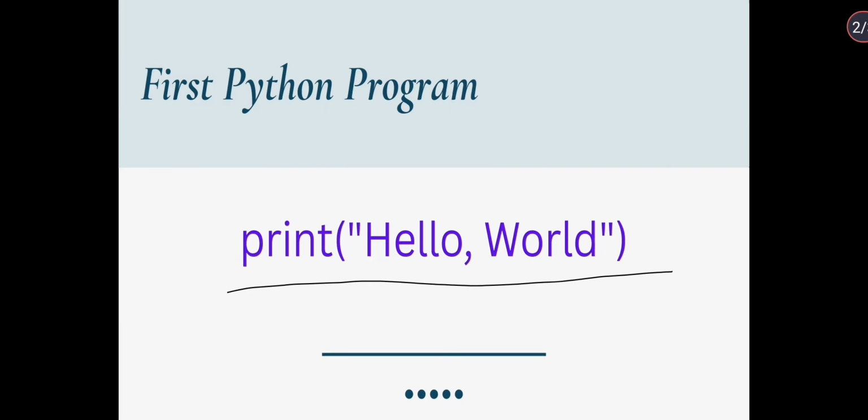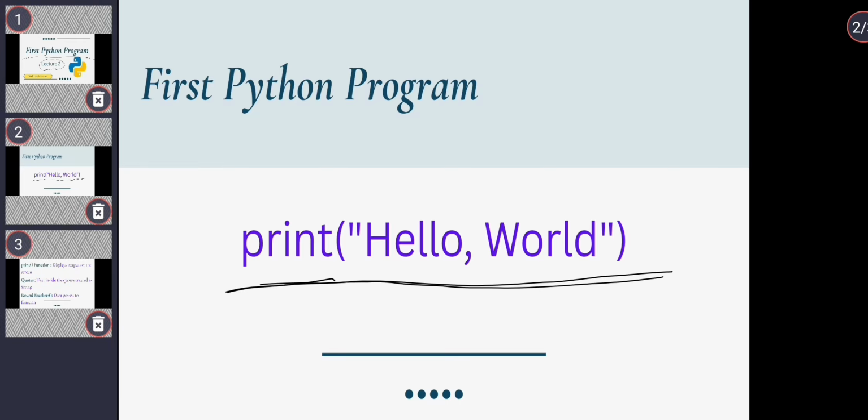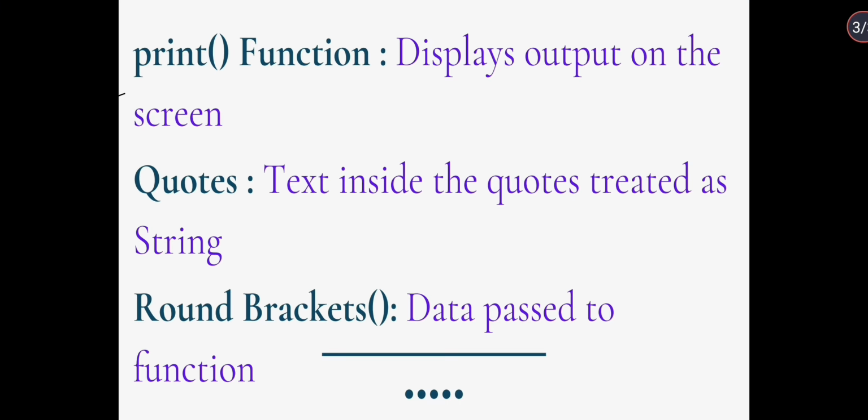Now we will understand what this print is and how this line works. First, what is the print function and how does it work? The name print is the function name. This is the first function which beginners learn, and it is used to display output on the screen. It helps Python to communicate with the user.